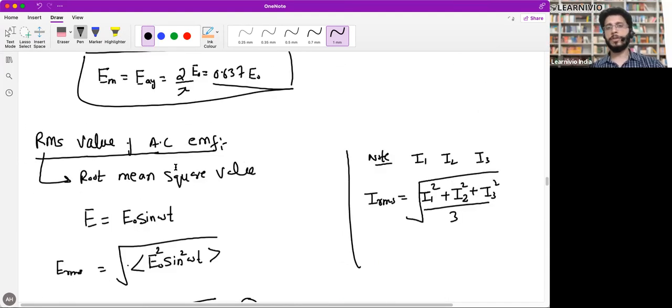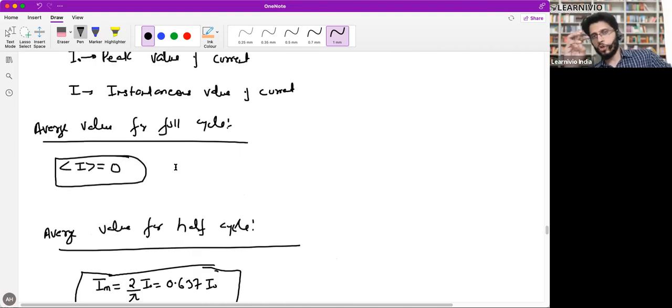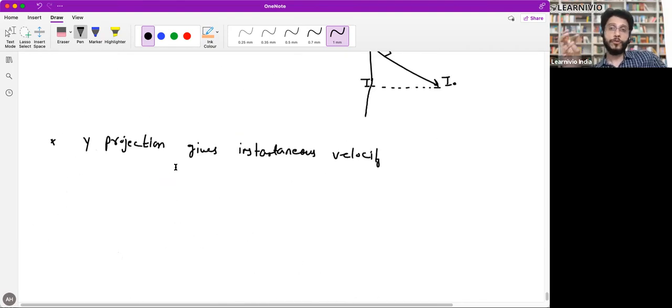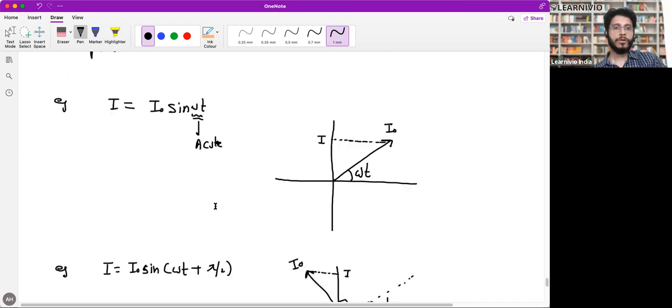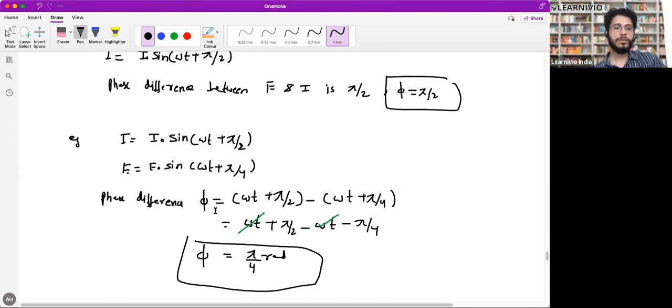So take away from the last lectures, you should know what is the average value for full cycle, which is 0. You should know average value for half cycle, which is 0.637 of E naught. You should know the RMS value, which is 0.707 of I naught or E naught. Then you should know what phasors are, which have sinusoidal variation. The best example is sine and cos. And last, you should know phase difference. Okay, let me repeat some questions.